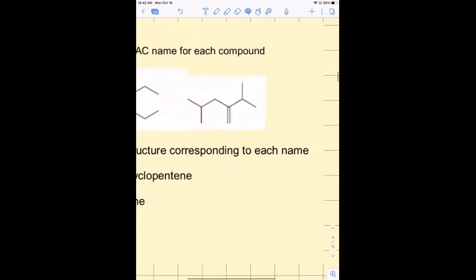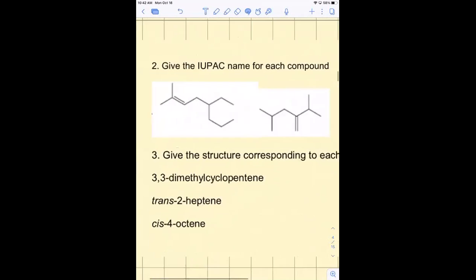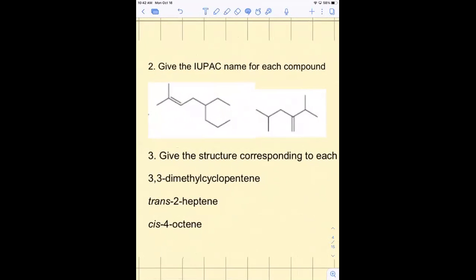All right, so let's start with this one. You kind of have an idea about naming because we did a little bit of it before. And so what's the first thing you have to do?